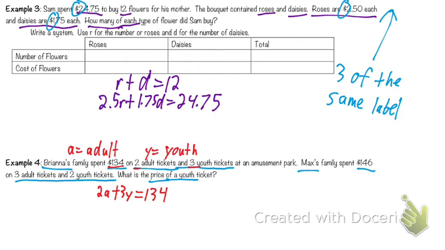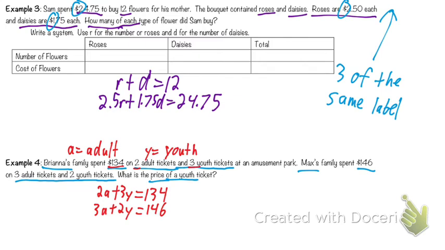So, can anyone tell me what my second equation might be? Lainey. 3A plus 2Y equals 146. Okay. I would agree with that. 3 times the price of the adult ticket, because they bought 3 adult tickets, plus 2 times the price of the youth ticket for 2 tickets, equals 146.